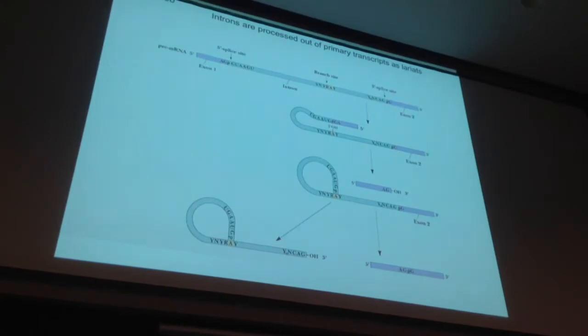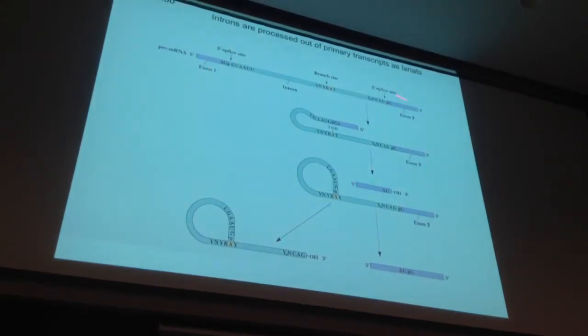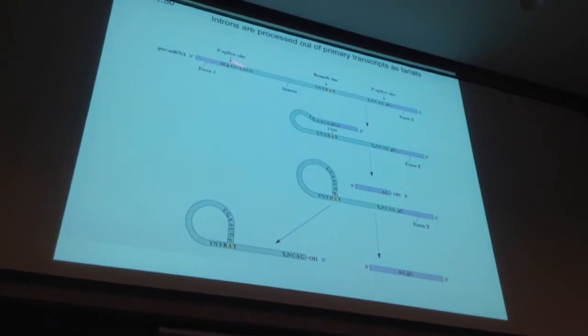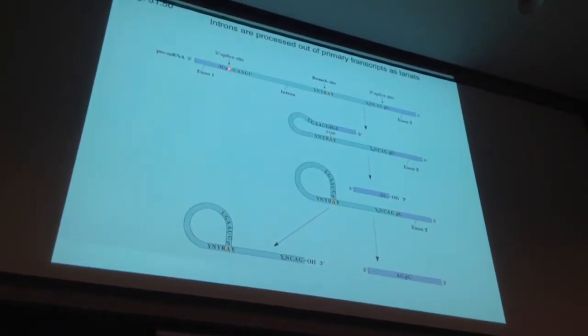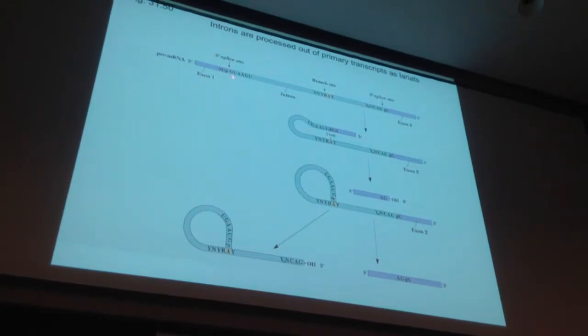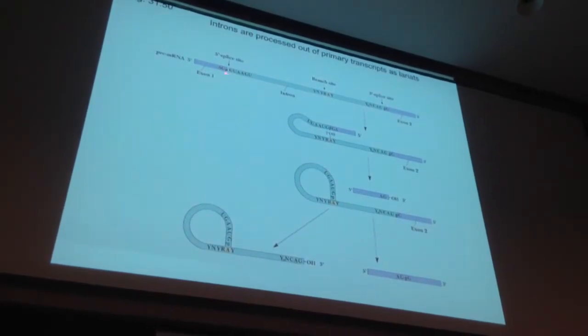Okay? When this end of the intron here... So this is exon 1 right here. When that exon is released, the phosphate is there. It forms a lariat. That's the phosphate of this phosphoester. And that guanosine residue now has a free 3' hydroxyl.